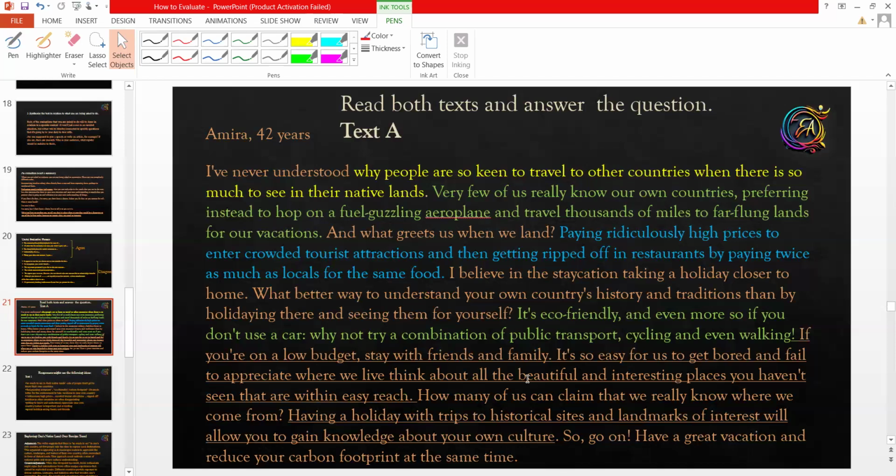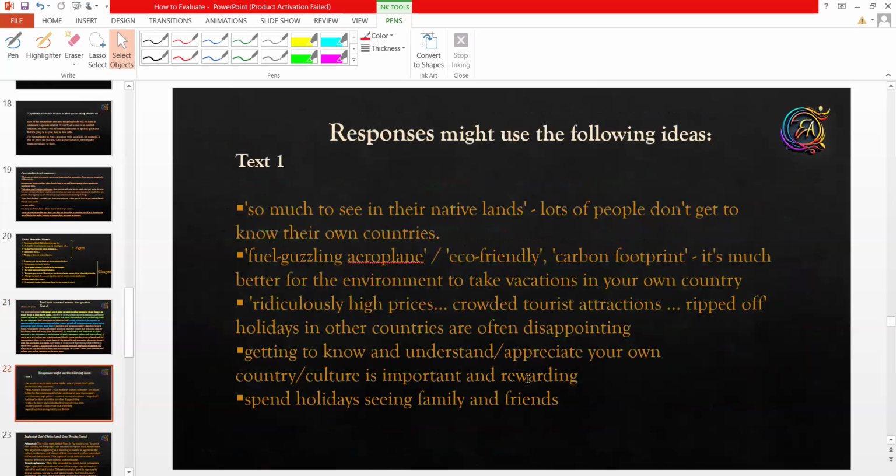So that means they are just telling you about the disadvantages of traveling to other countries. Isn't it so? So let's see what the points are. These are the points which are extracted by the Cambridge. These are the points they have extracted. Okay, so what are the points which are extracted here?